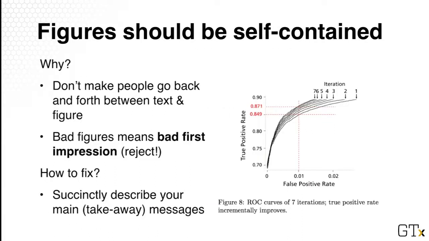Including the crown jewel figure, any figures that you design should be what I call self-contained. Meaning if someone were to skim between these figures, or flip through the pages of the report, or jump through different slides of a presentation, they should still be able to get the main message of what you want to say by just looking at the image and its caption. The main reason is because people skim, right?